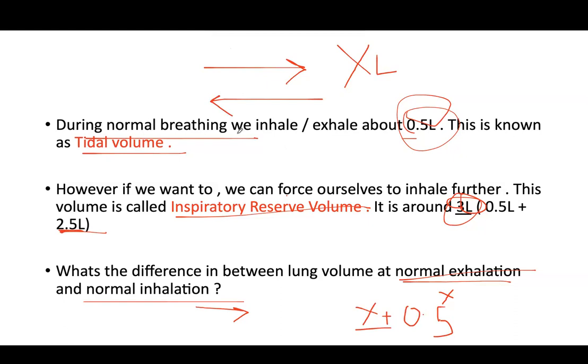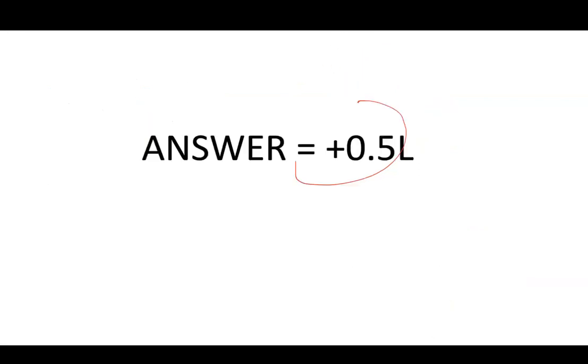It says in the first line, during normal breathing, we inhale and exhale about 0.5 liters. So assuming this is a normal inhalation, and it does say normal inhalation over here, he's going to take in 0.5 liters. This 0.5 liters is going to be added to the volume that's already in his lungs. His lungs already have X liters after the exhalation. This 0.5 liters is going to be added to the X. So you're going to be left with X plus 0.5. So what's the change? The change is X plus 0.5 minus X, because we already had X. And that leaves us with 0.5. Do you get it?